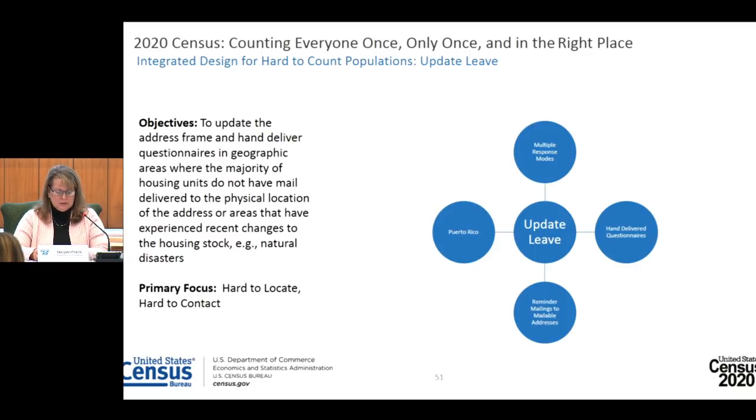Update leave puts boots on the ground, similar to in-field address canvassing, to update our address list, identify missing and hidden housing units, and involves knocking on every door, and when someone is available, asking if additional housing units exist. Where we have mailable addresses, we will mail 2 reminders in an effort to increase self-response. Non-responding addresses in update leave areas will be included in our non-response follow-up operation.